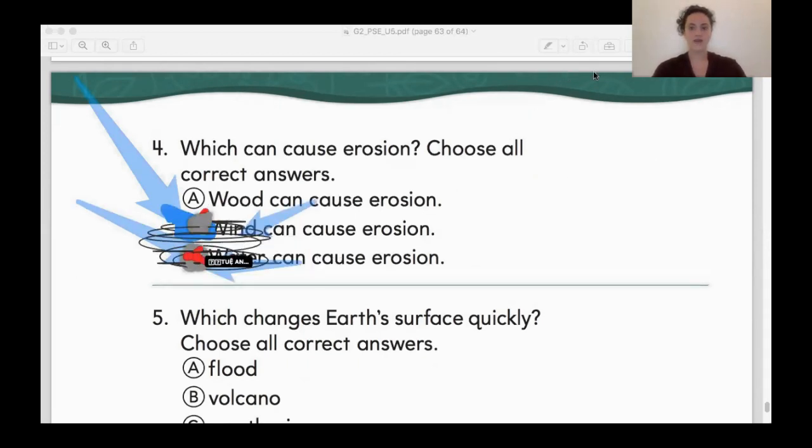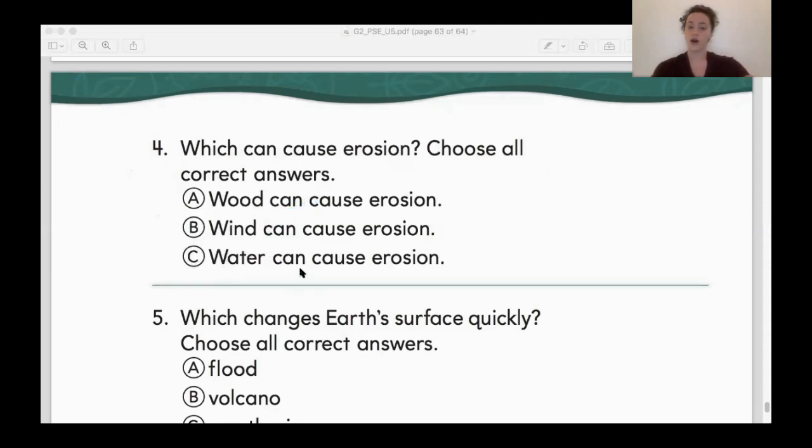All right, looks like we have 2 correct answers. Wind can cause erosion, water can cause erosion. Nice work. Check or X. Letters B and C should both have a check.